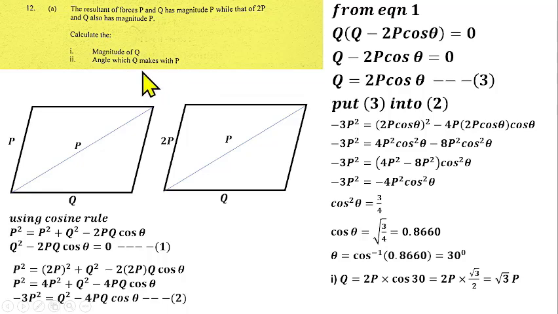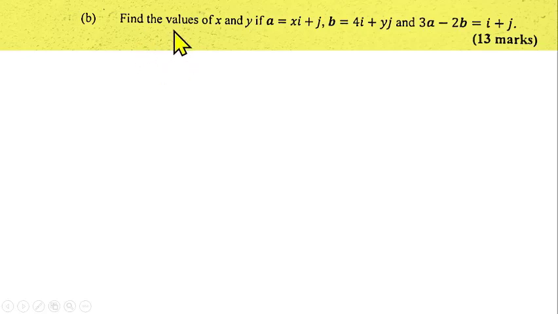Then the angle which Q makes with P is 30 degrees, which is the angle we have here, the acute angle that is there. Then the next question is on vectors.